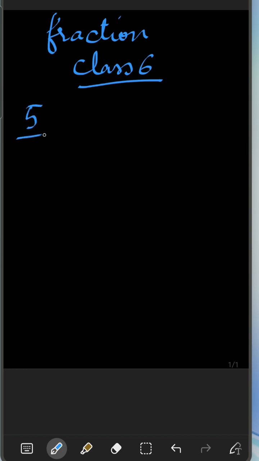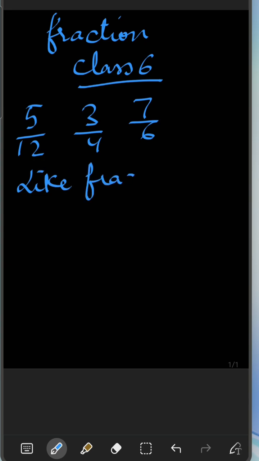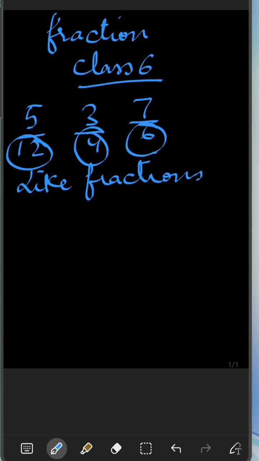Like suppose if I have 5 by 12, 3 by 4 and 7 by 6. If we have to compare these three fractions, then what we do? We have to convert all these fractions into like fractions. What are these like fractions? Like fractions means the denominator would be the same for all the fractions. How can we make these three denominators the same number? We have to take the LCM of these three numbers.